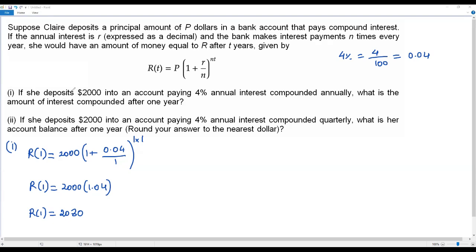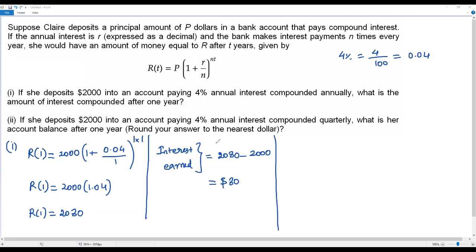So actually, the client deposited $2,000. But our aim is to find the interest earned in 1 year. Let me write it over here: interest earned. To find the interest earned, I have to subtract the initial deposit, that is the principal $2,000, from the account balance after 1 year, that is 2080. So the account balance after 1 year, 2080, minus the initial deposit, that is the principal 2000. When I do so, I'm getting $80. So after 1 year, the interest earned is $80. Okay, now we have answered the first part of the question.